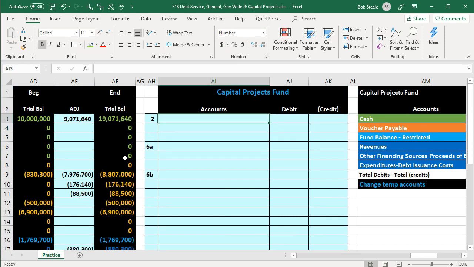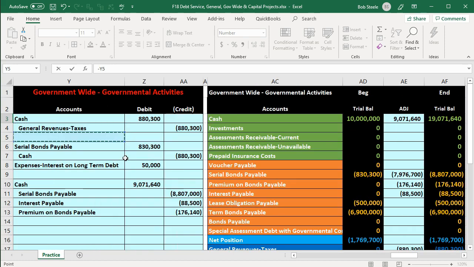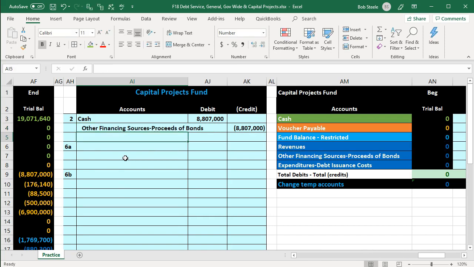We're showing the flows related to the capital projects on the modified accrual basis. So we're going to say, all right, cash is going to go up, and it's going to go up by the face amount of the bond. And if I pick apart this journal entry, we're picking up the serial bond payable, that amount. And then the other side is going to be the credit, and that's going to go to other financing sources, proceeds from the bond payable, kind of like a revenue account for the capital projects fund. Most of the financing for the capital projects fund, of course, is through liability financing, debt financing.